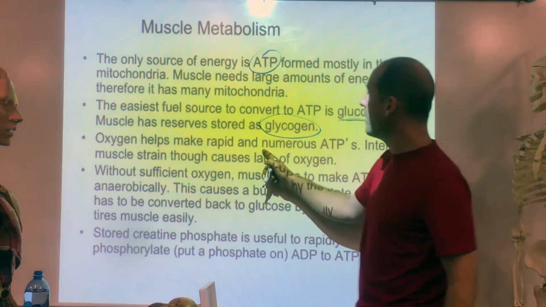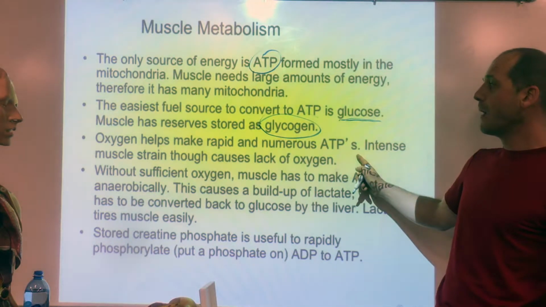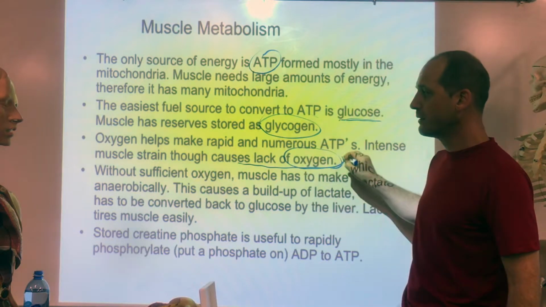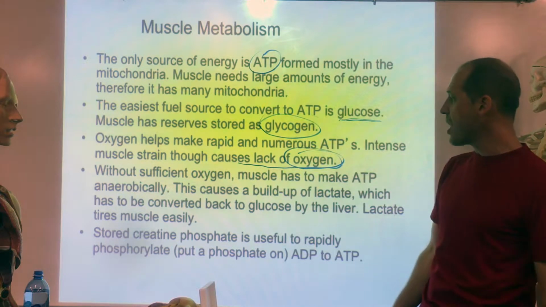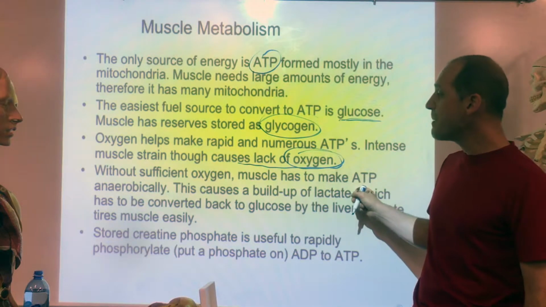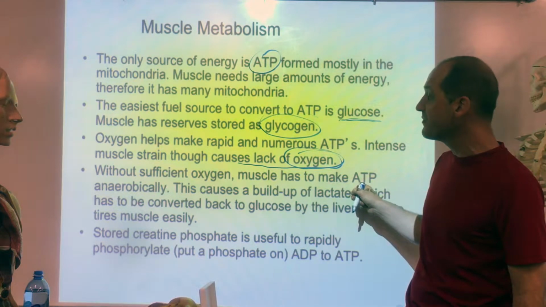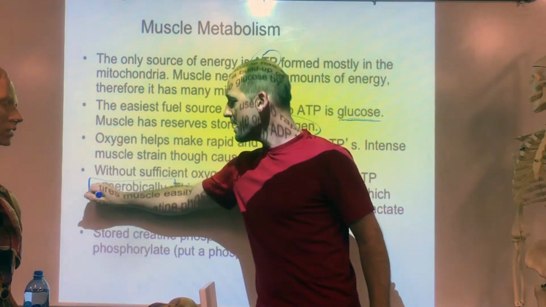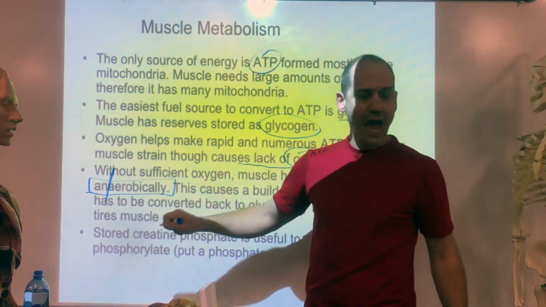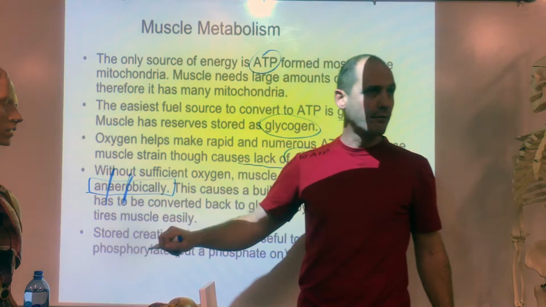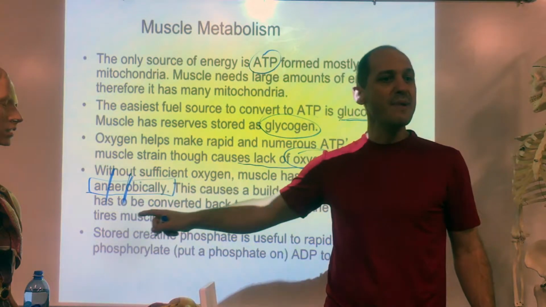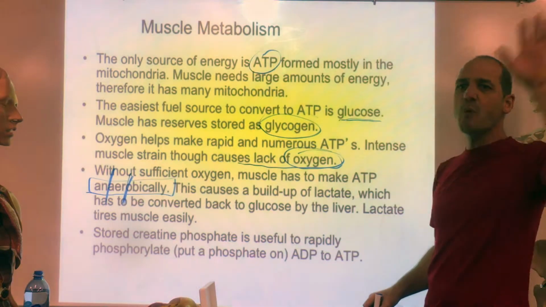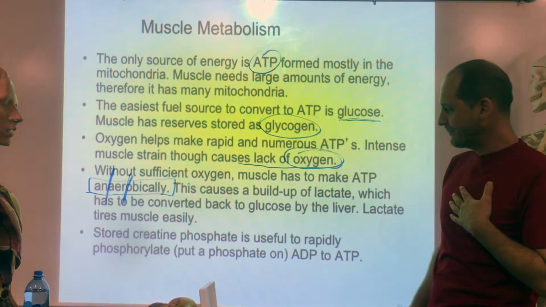Oxygen helps make rapid and numerous ATPs, but the problem is intense muscle strain causes a lack of oxygen, and without sufficient oxygen, the muscle has no ability to make ATP. It can only make it what we call anaerobically. An means without, and aero means air, so that means no oxygen. Aero means oxygen for us in the body. There's many more things in the air, but for us it means the oxygen.